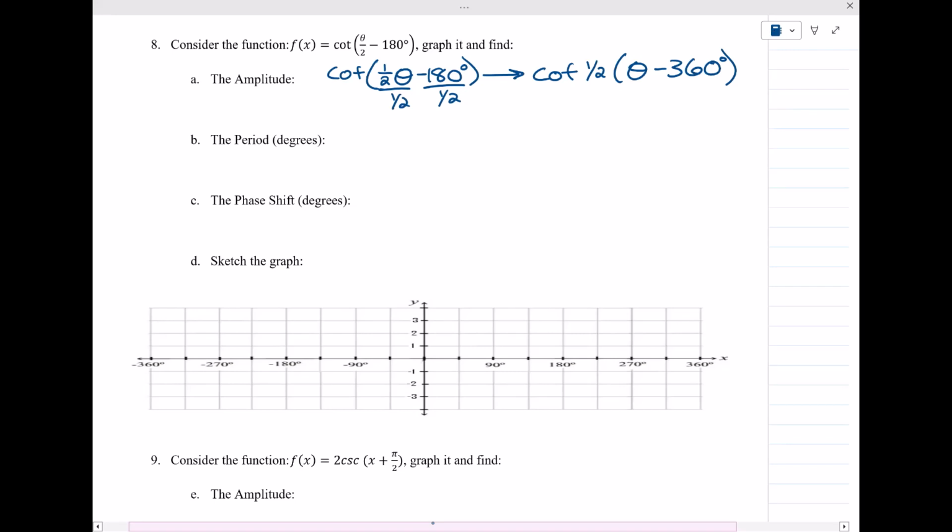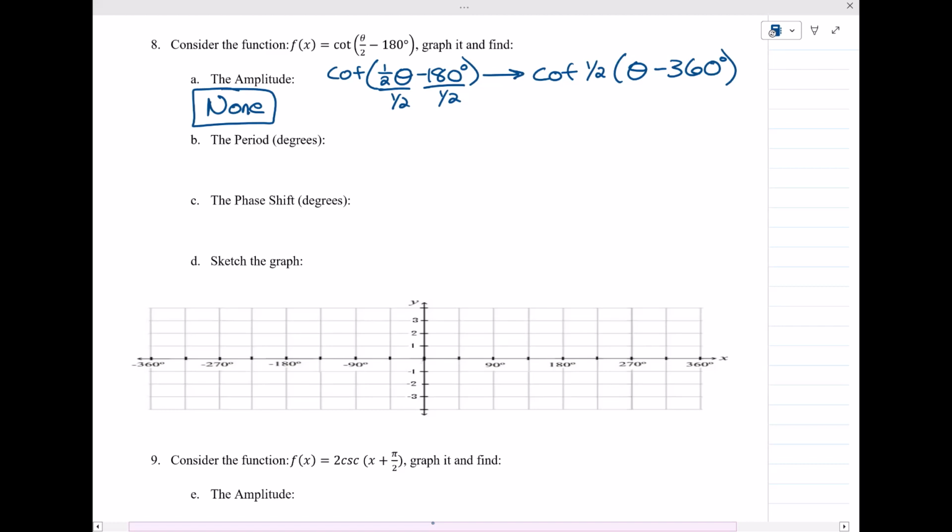What would the amplitude of this be? We don't want to say 0. We don't want to say 1. We don't want to say anything other than nothing. This has no amplitude. All right. Remember, the only graphs with amplitude are sine and cosine. Please don't get that wrong on the test. I'm going to ask you. Please don't put anything other than none unless it's sine or cosine.